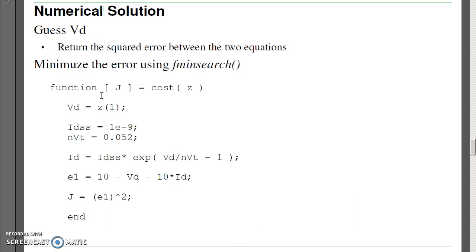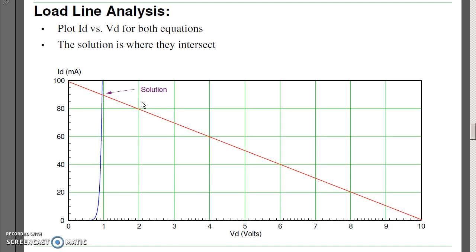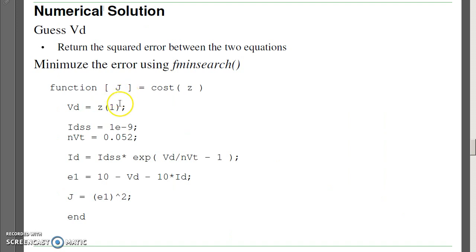I can also do a numerical solution. In MATLAB, I can guess the voltage. What I want is the voltage that makes these two curves match up. So in MATLAB, I guess the voltage, calculate the current, and then the error is, ideally, 0. The current that satisfies the diode equation also satisfies the load line. The error is the difference in the two.